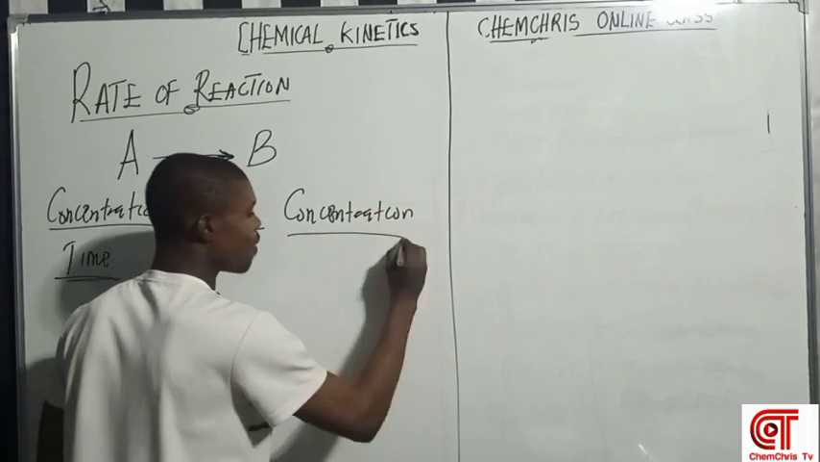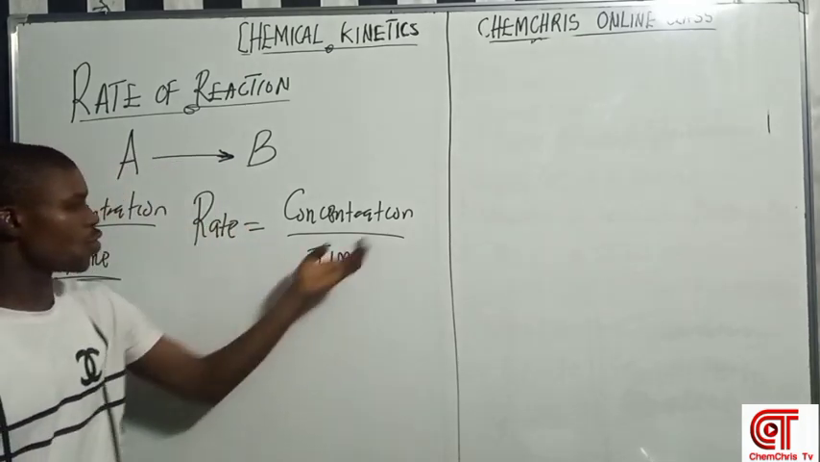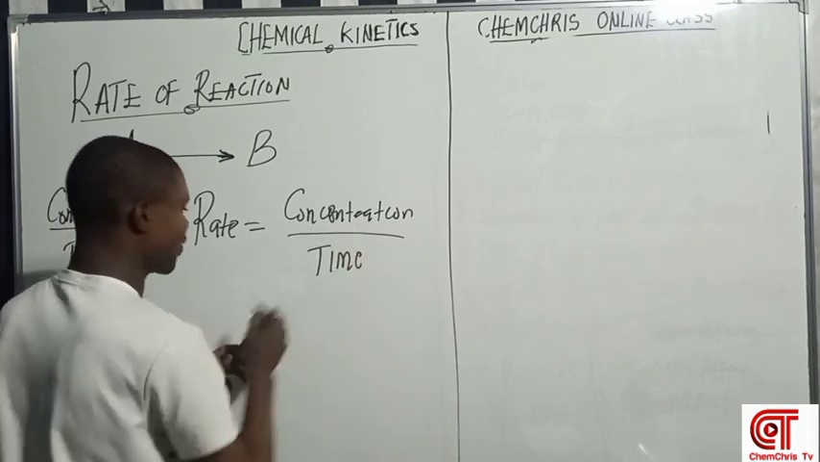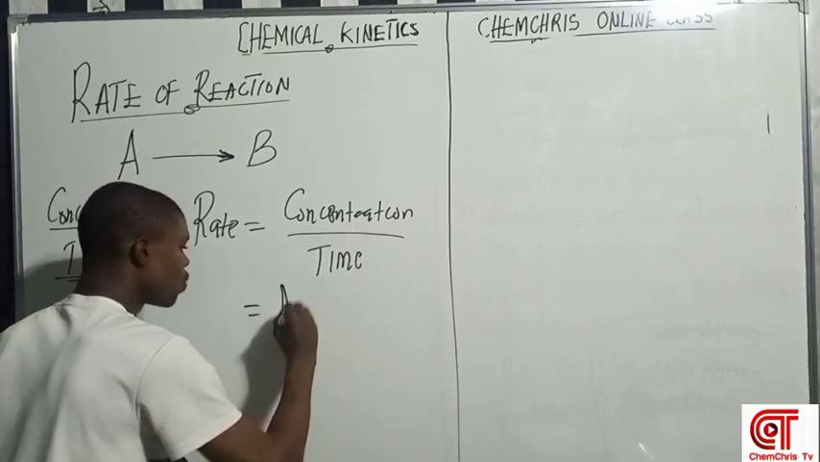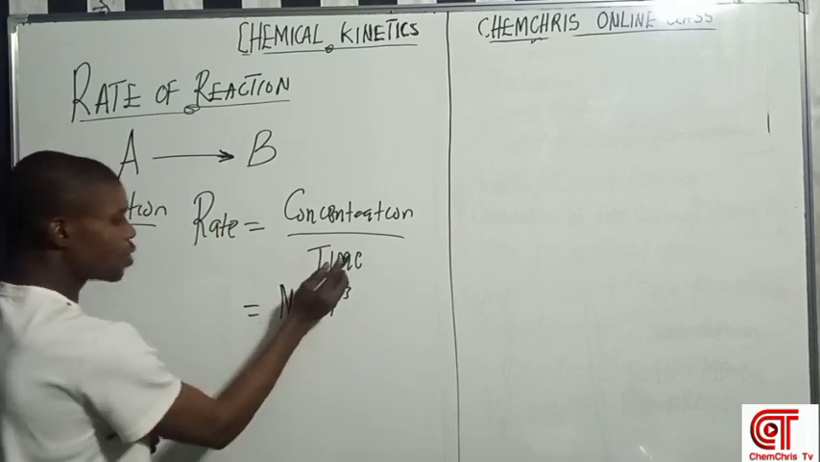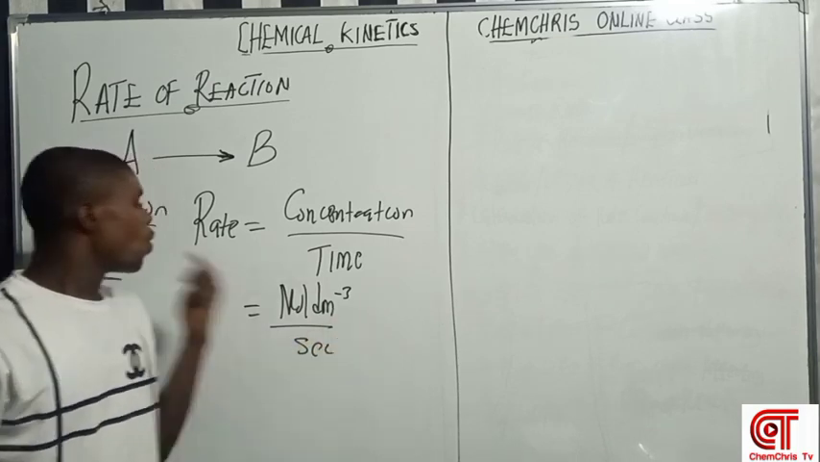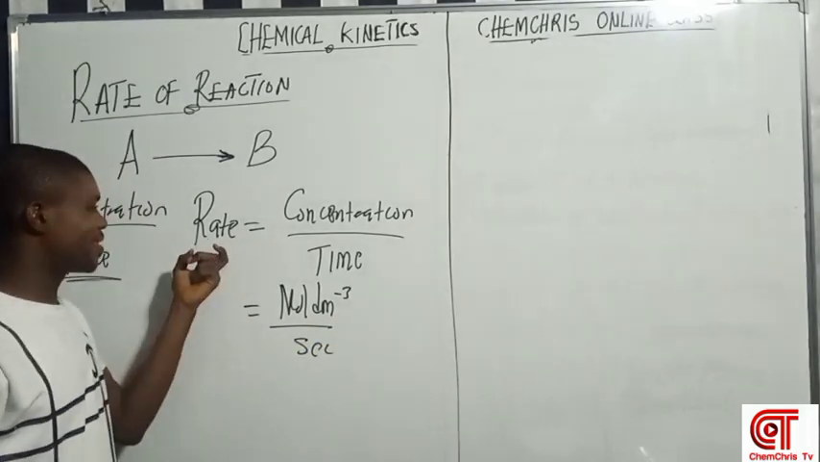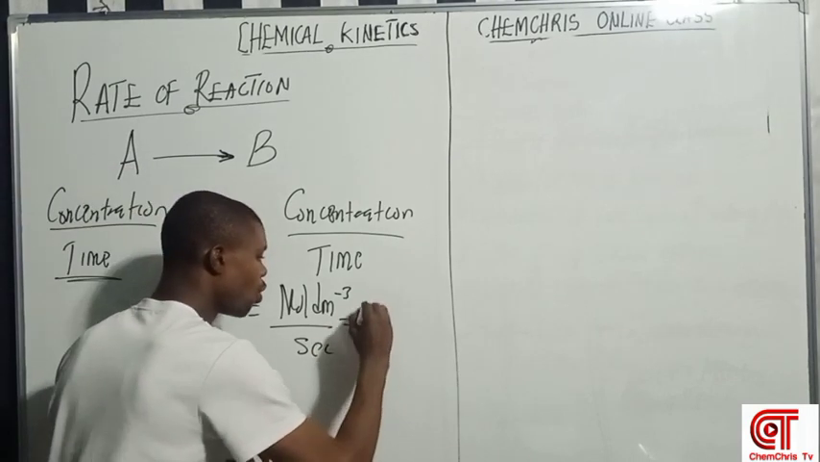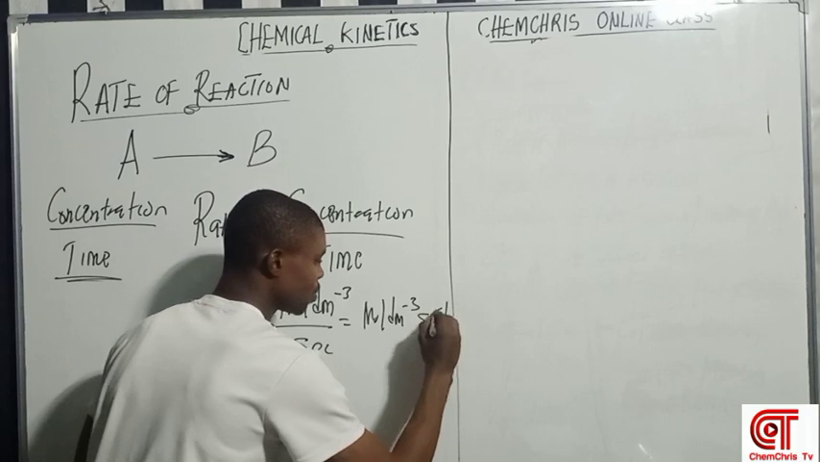Concentration over what? Over time. It's okay. Concentration over what? Time. Now, the unit of concentration is what? Mole per dm cube, or you can say liter. And the unit of time is what? Seconds. So in the exam they will ask you what is the unit of the rate of a reaction. The unit of rate of reaction is mole per dm cube per second.